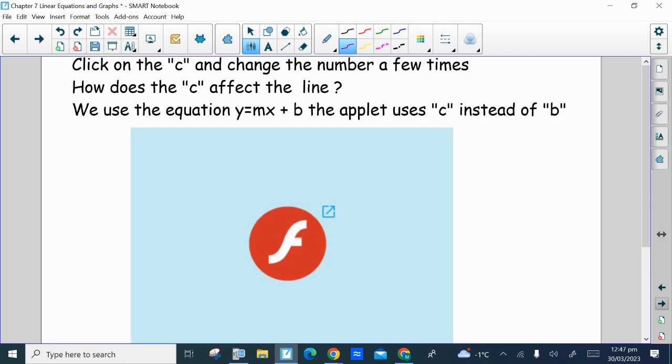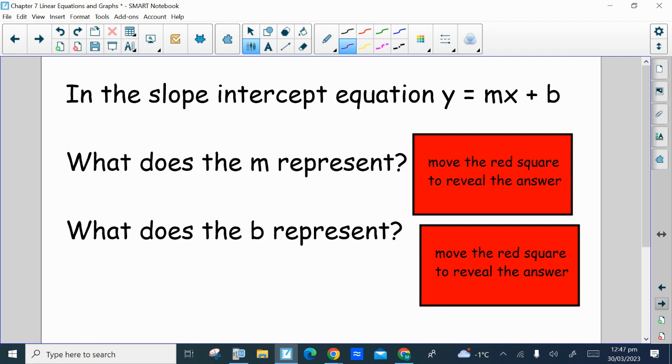So these next two pages we'll skip over because the Flash application no longer works.